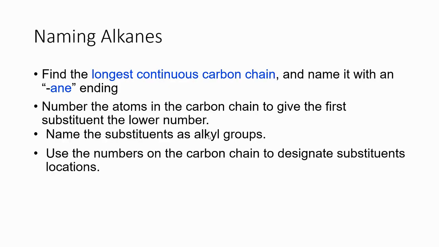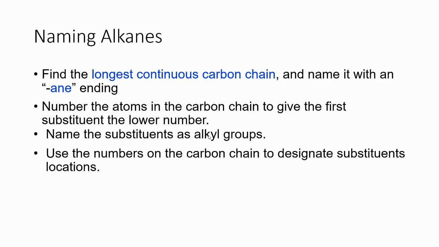Just like last time, we're going to find the longest continuous carbon chain and name it with ane. Remember, an alkane just has carbons and hydrogens and no double bonds. Then number the atoms in the carbon chain to give the first substituent the lowest number, as we practiced last time. If we have a tie, go with the one that lowers the most substituents. And then name the substituents.